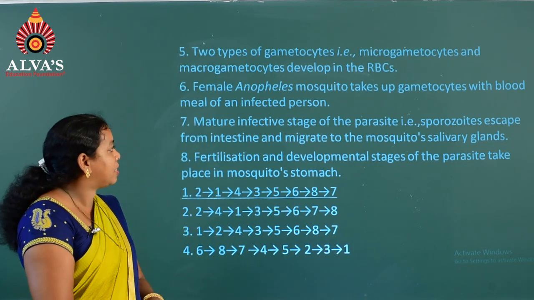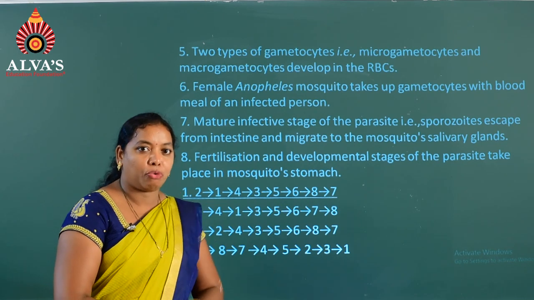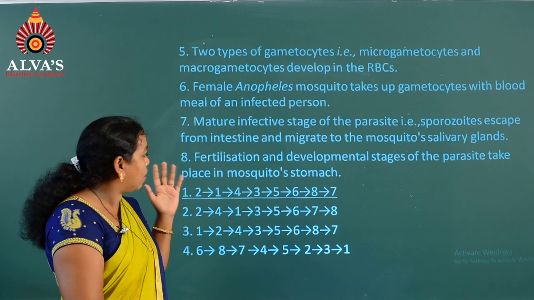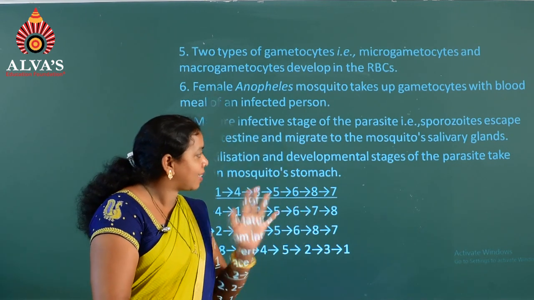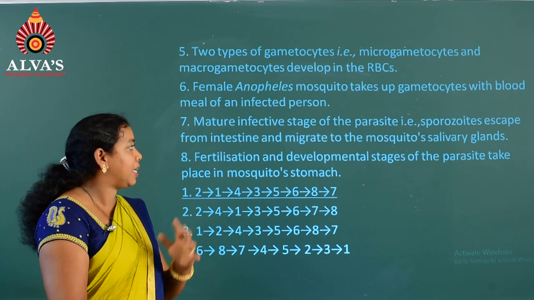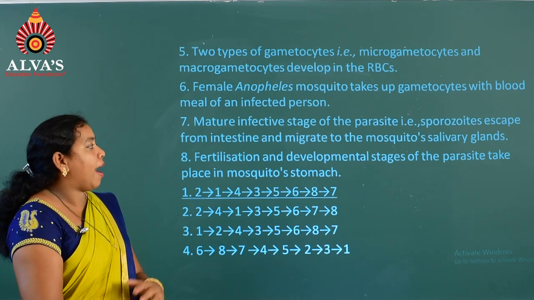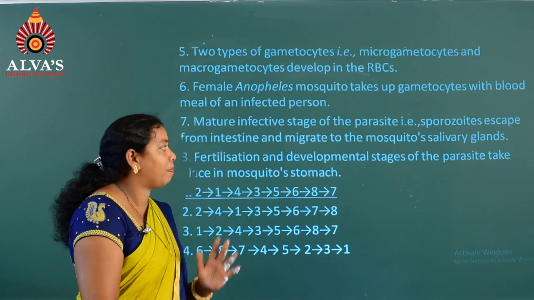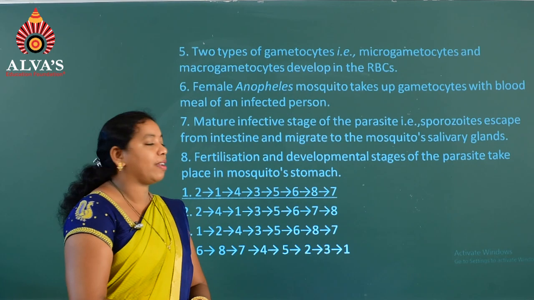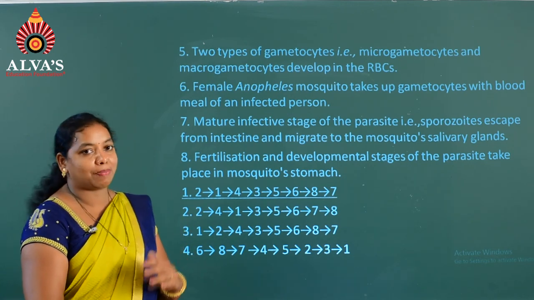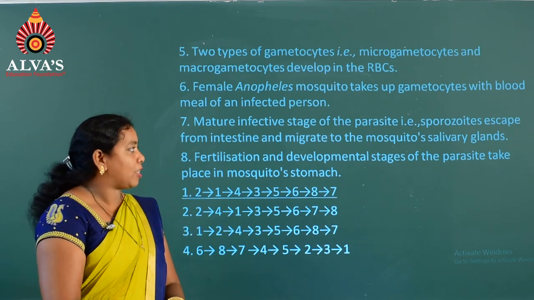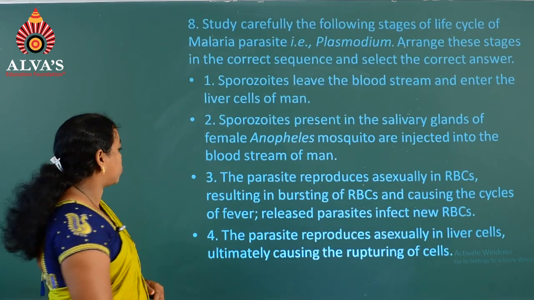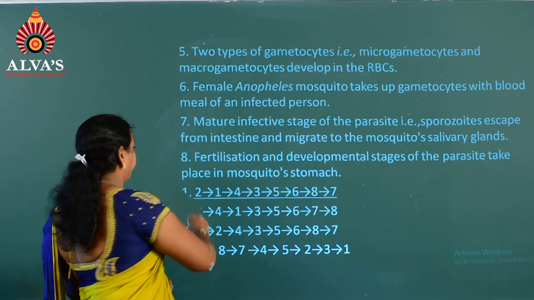It travels in the alimentary canal and occupies the region of the salivary gland. From the salivary gland, whenever this particular mosquito attacks another healthy person, the release of sporozoites takes place, and these sporozoites are called the infective stage of this malarial parasite. So this is the life cycle of this malarial parasite called Plasmodium vivax or Plasmodium species. Hence, the answer for question number 8 is the first option.